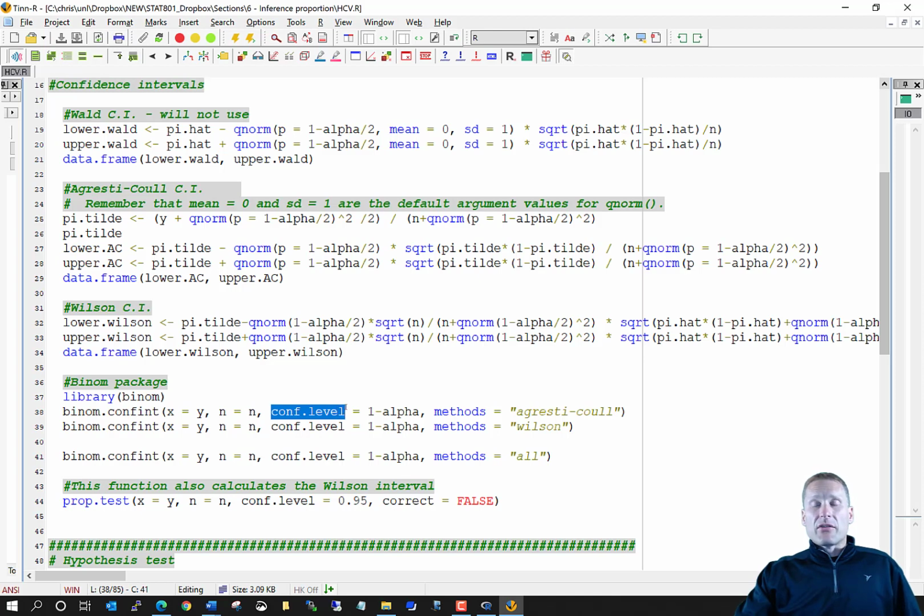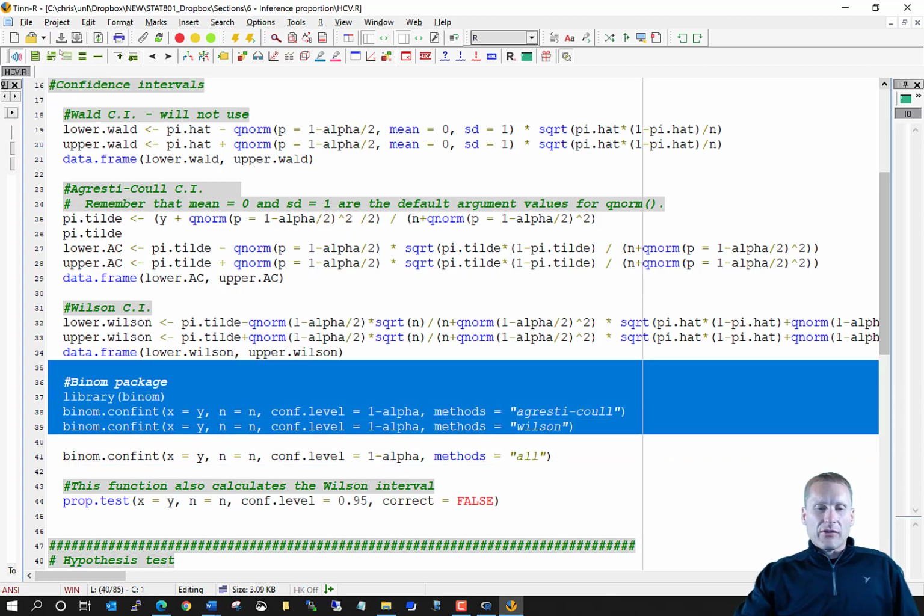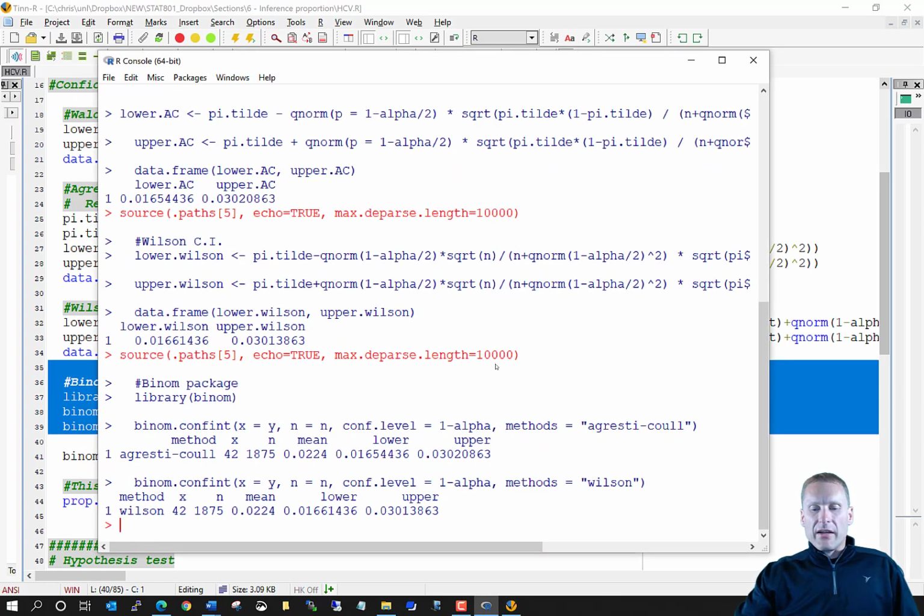Conf.level corresponds to 1 minus alpha, 0.95 for us. And methods. Methods says, well, what interval do you want? This function could do a lot of different intervals. We want the one that's called Agresti-Coull. We could also ask for Wilson. And if you really wanted to, you could ask for all to have them all calculated. Let's go ahead and just do Agresti-Coull and Wilson. And guess what? We get exactly what we did before.